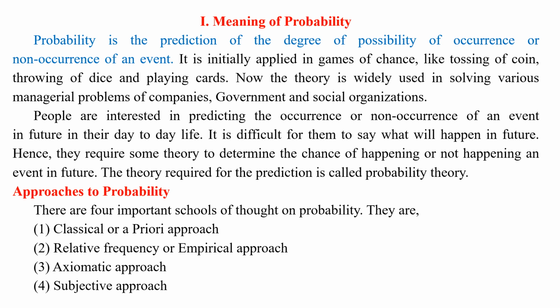Approaches to probability. There are four important schools of thought on probability. They are: 1. Classical or a priori approach. 2. Relative frequency or empirical approach. 3. Axiomatic approach. 4. Subjective approach.